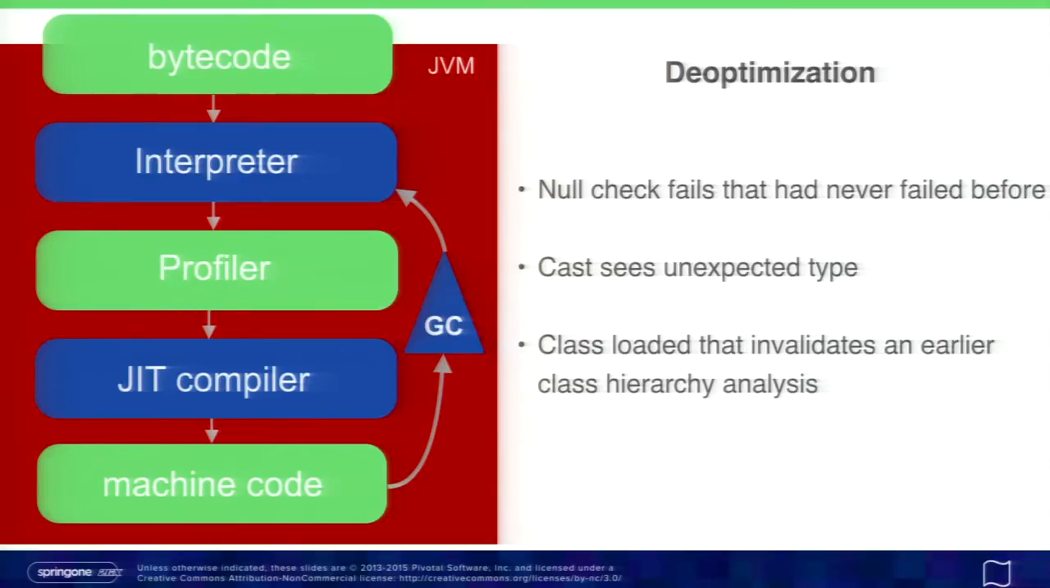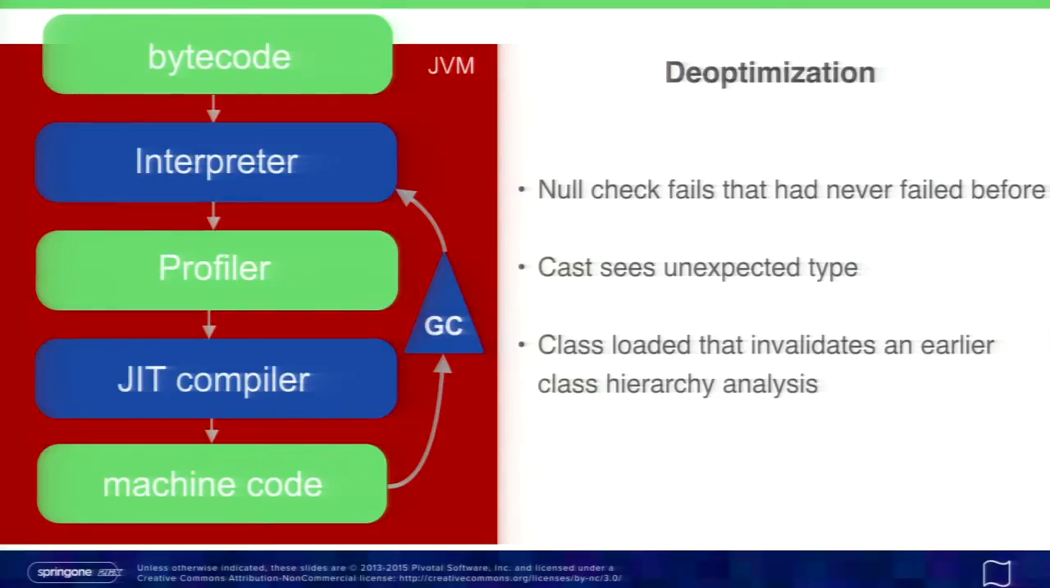Examples of this are if you had a null check and you've never seen a null before, and then suddenly you see a null. Or you have a cast of a certain type, and suddenly you see another type. Also, a class is loaded that invalidates an earlier class hierarchy analysis.